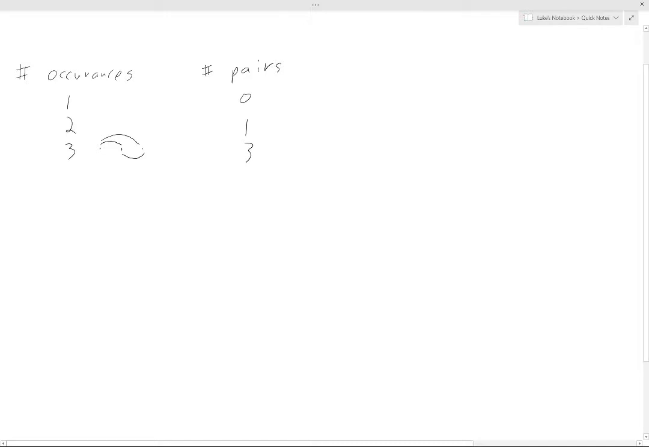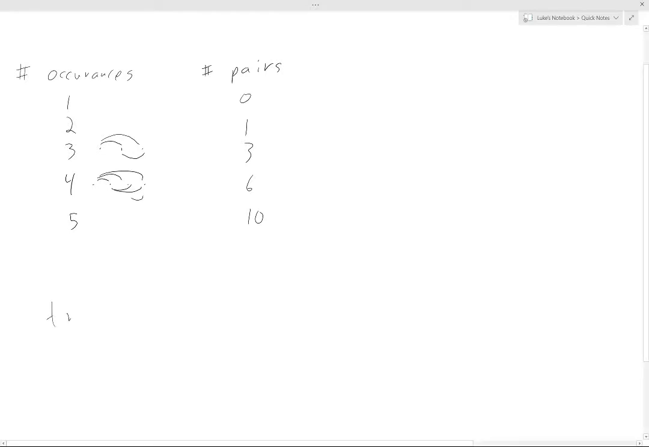Similarly with 4 occurrences, 1, 2, 3, 4. Okay, so we've got 1, 2, 3. Then we've got 1, 2. And then we've got the final one here. So we've got 6 here. And then if you go with 5 and do the same thing, you get 10. So if you look at this as a mathematician, you might recognize this.